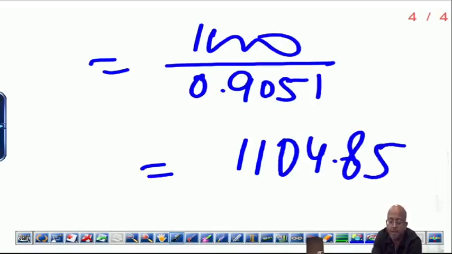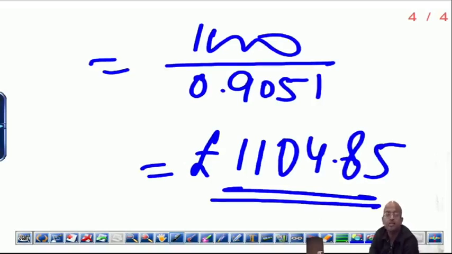1104.85 pound. Underline. This is the amount that we have to repay. So in the 4th step, we should get more than this. This is step 1: we have borrowed £1,000 at 5% per annum continuous for 2 years. So we have to repay 1104.85.